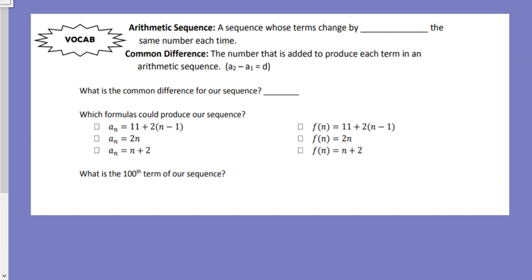So let's look at a little bit more vocabulary. Arithmetic sequence. So we talked about how only one of the above was an arithmetic sequence. Well, an arithmetic sequence is a sequence whose term changes by adding the same number each time. This might sound familiar to you. We've already dealt with something that adds the same thing each time, and we call that something our rate of change. So this is like my linear relationship.